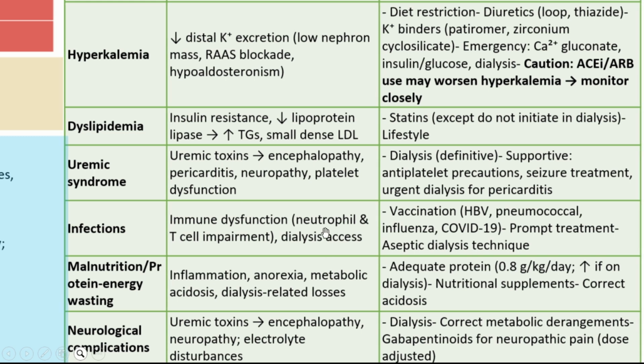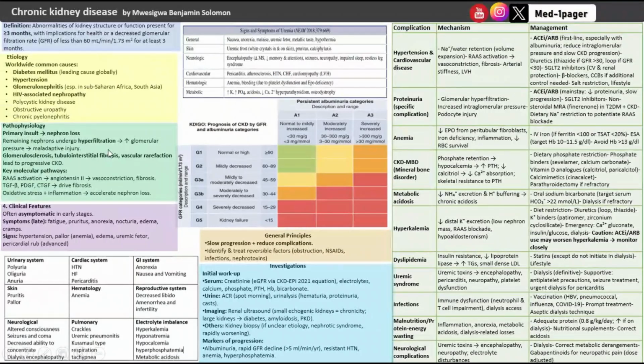Then we have the neurological complications. Those are also due to the uremic toxins, like we talked about, and this includes encephalopathy, neuropathy, and electrolyte disturbances. And normally anything to do with uremia, dialysis may be important to correct that. And for the neuropathic pain, gabapentinoids may be used.